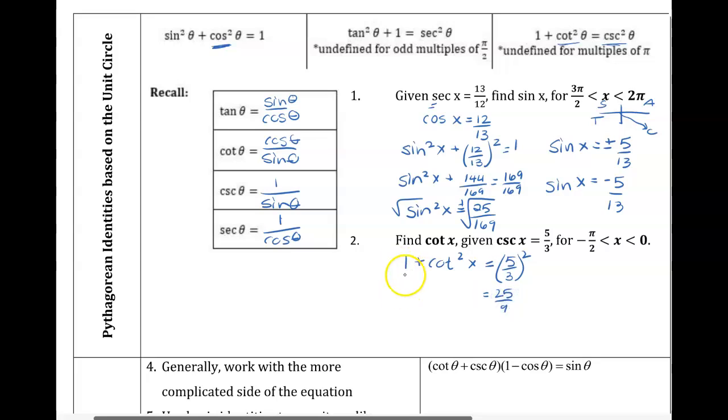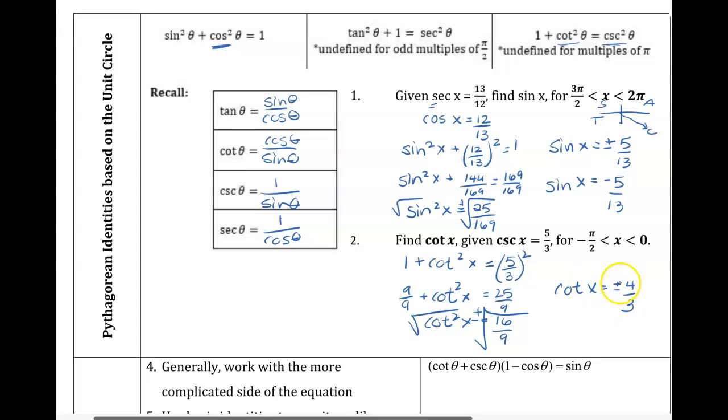So I'm going to rewrite this one as 9 over 9, so that, again, I have common denominators. I'm going to subtract over that 9 over 9 to solve for cotangent of x. And then we just, again, square root both sides. Don't forget your plus minus. So we have cotangent of x equals plus or minus 4/3.